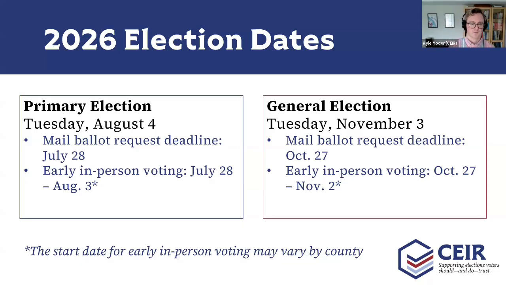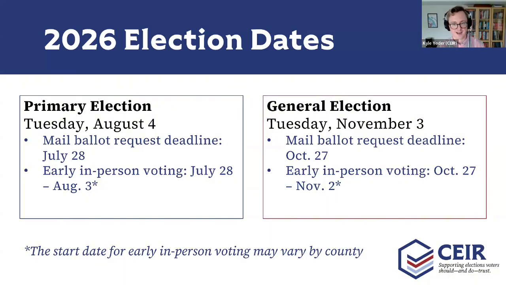Kansas also has an early voting option, early in person. That's available in the primary election from July 28th to August 3rd, although that start date can vary slightly by county, as we'll get into. So voters should, again, check in with their local elections office to answer any questions that they might have about dates for voting in their jurisdiction.